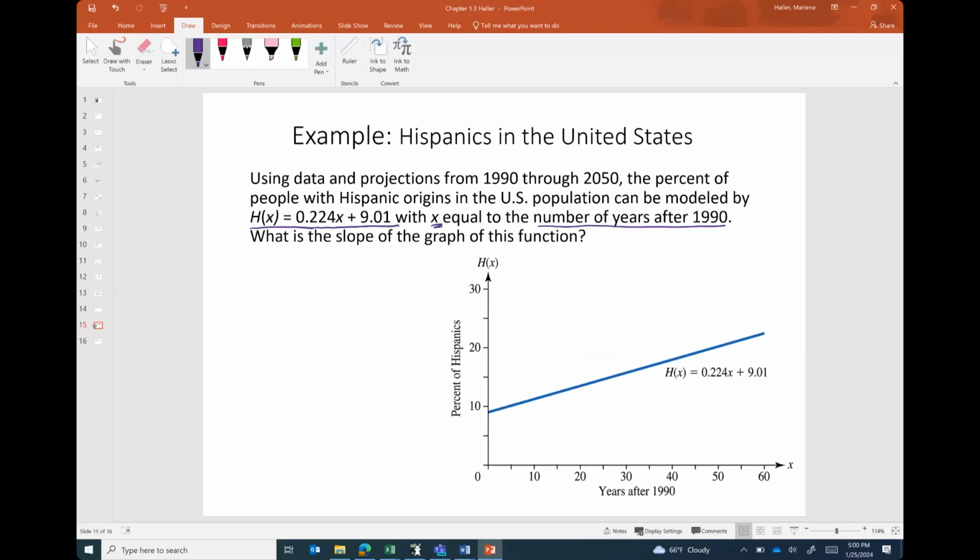What is the slope of the graph of this function? Well, since this function is in slope-intercept form, we know that the slope is equal to 0.224. What is the Hispanic population when this model begins, which is in the year 1990? Well, that's going to be the initial value on this particular model, right? Or we could say that 9.01 is the population in 1990.